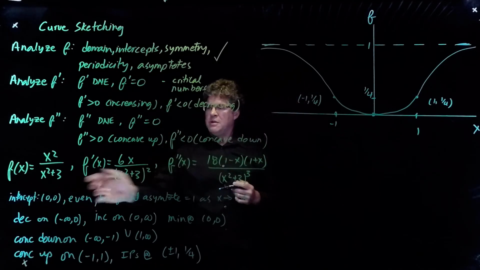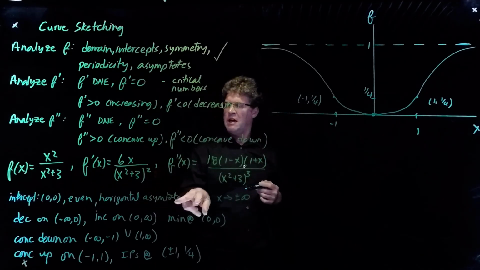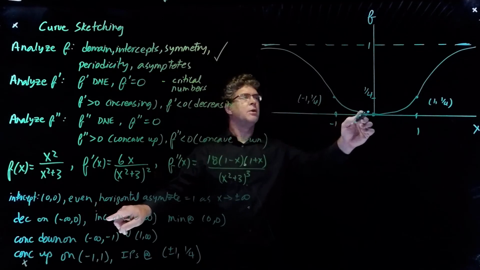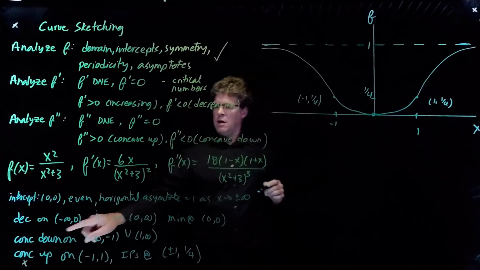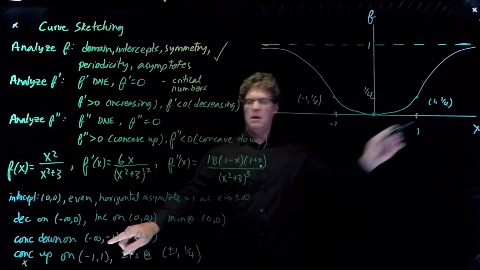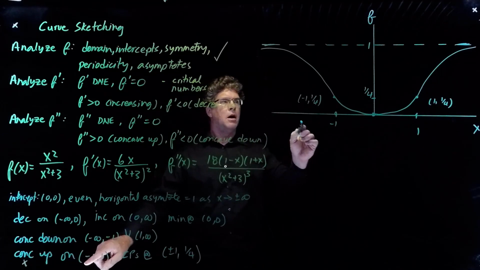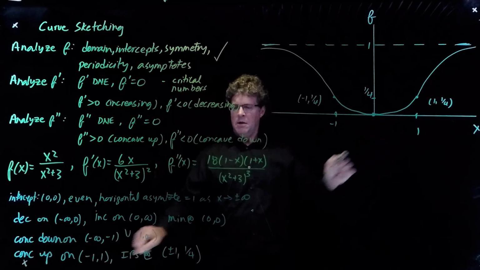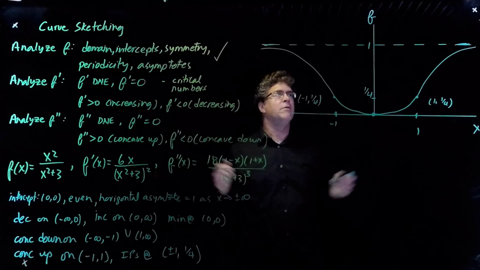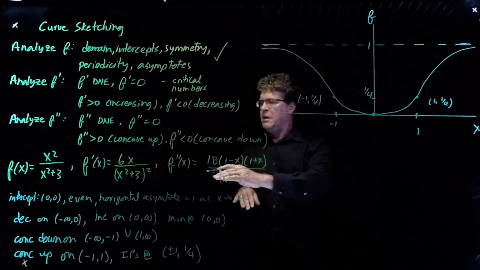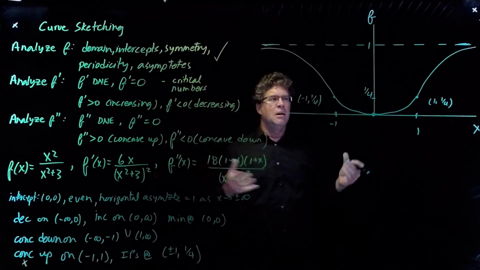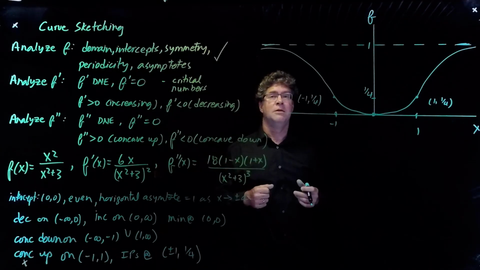We've got the intercept, we've got the evenness, the horizontal asymptotes, decreasing on -infinity, 0, increasing on 0, infinity, concave down on -infinity, -1, and 1, infinity, and concave up on the interval -1, 1. At x is plus or minus 1 and y is equal to 1/4, we have inflection points. So we've got all the different elements in the picture there. And it fits together like a beautiful puzzle. All the pieces have to be consistent with each other. And here you have it.